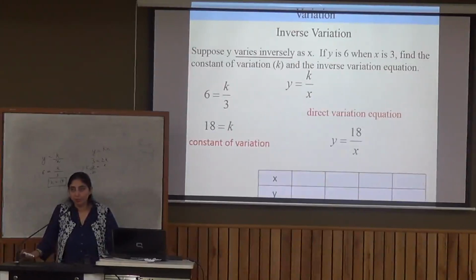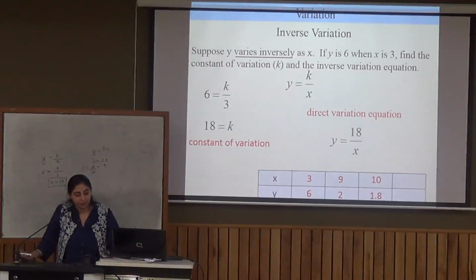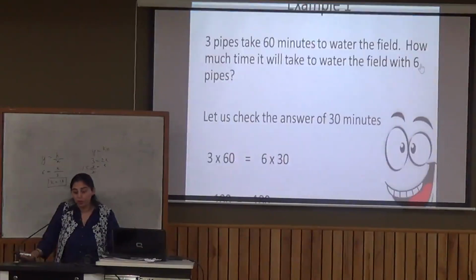We can sum up and make a graph and find the ordinates of x and y using this equation when they are inversely related. Y is equal to 18 upon x. When the value of x is 3, the value of y becomes 6, since 18 divided by 3 is 6. When the value of x is 9, what will be the value of y? It will be 2. And when the value of x is 10, the value of y becomes a decimal, which is 1.8. And when x is 18, the value of y is 1. And you can plot them on the graph paper.